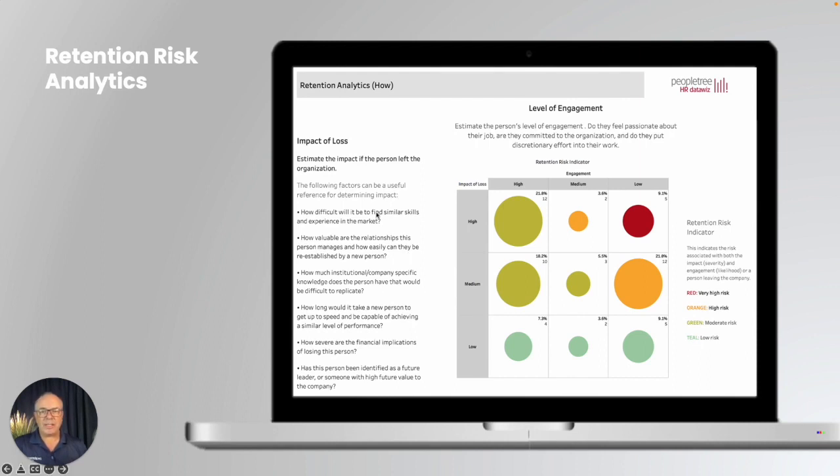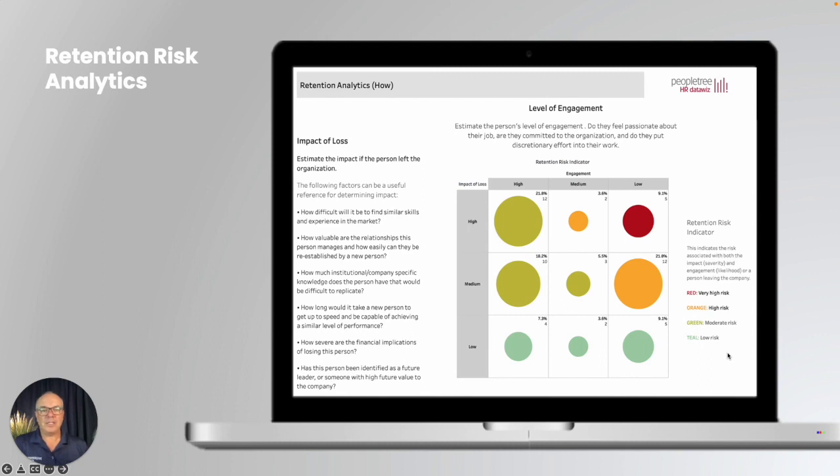So we've provided some questions here that can help you to standardize the criteria and not only differentiate impact of loss, but also understand why the impact is high so that you can design some actions specifically to reduce or eliminate the possibility of that impact taking place.